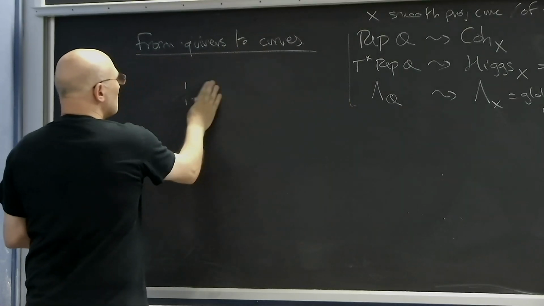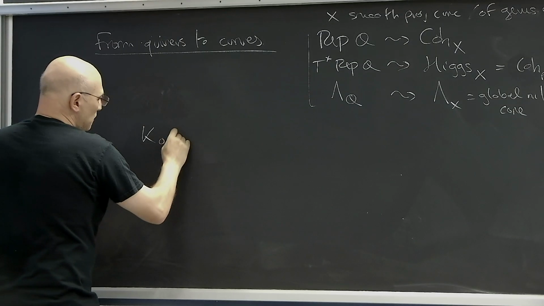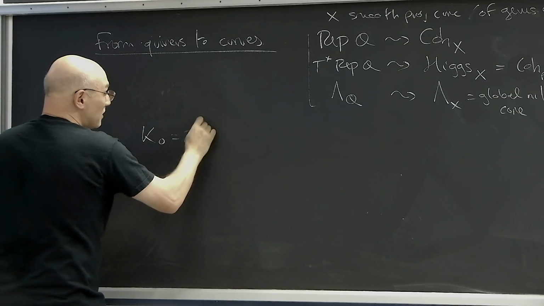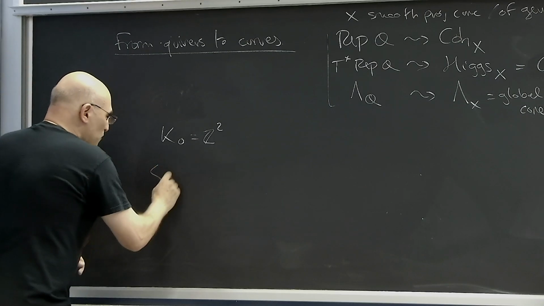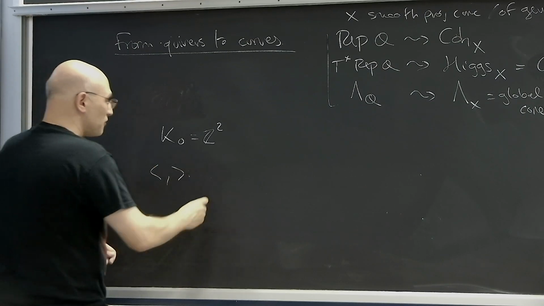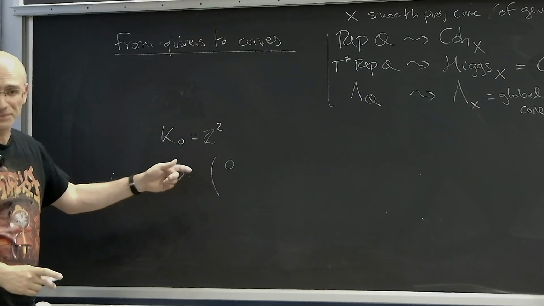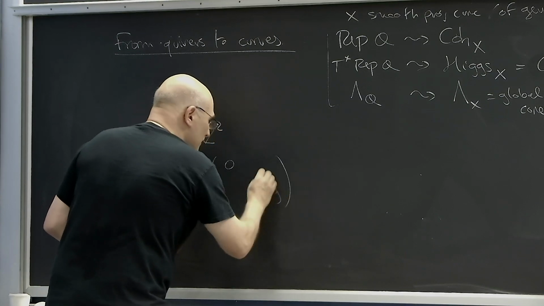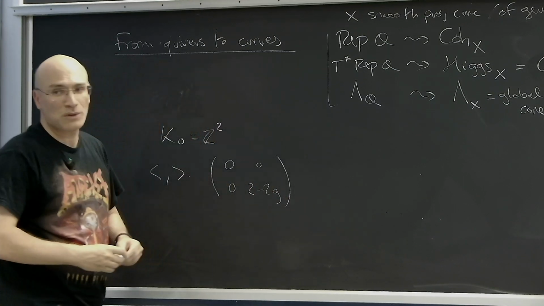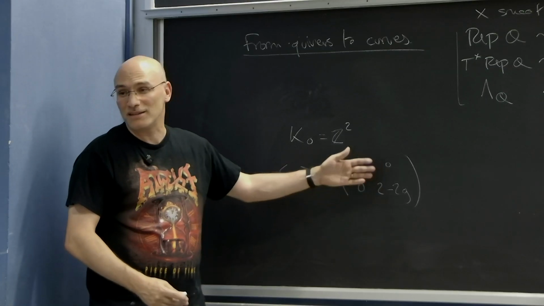Okay, so maybe what do we know? So what is k0? Well, k0 is Z squared. Okay, it's much smaller than in the quiver case. And what is the symmetrized Euler form? It's like this. The class of a point is in the kernel, and then I should have 2 minus 2g. Okay, so there's not so much information to gain from that, right?